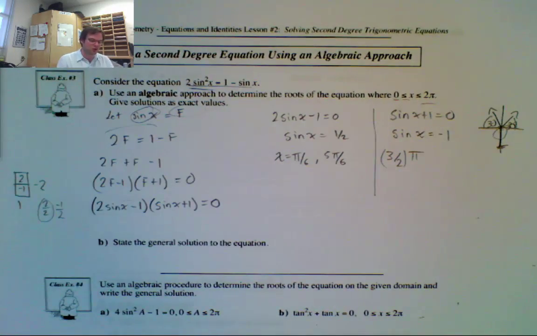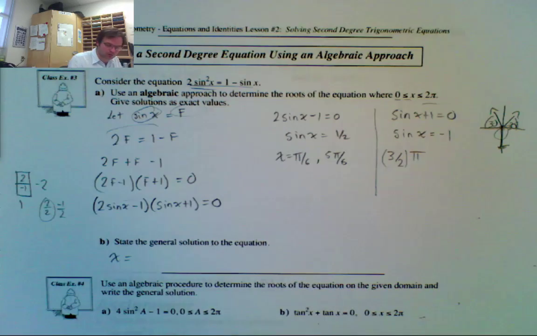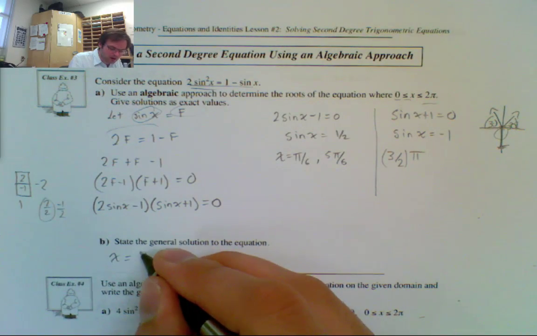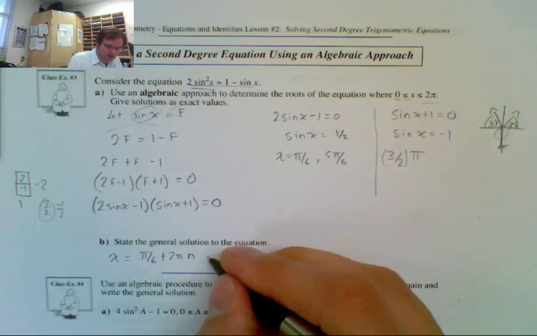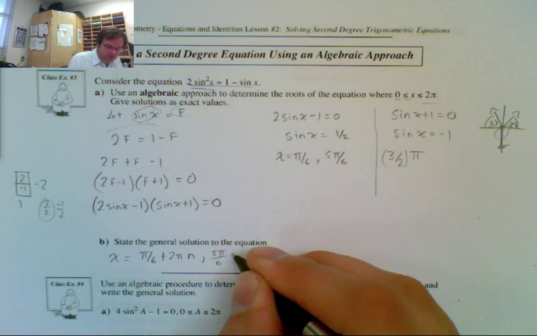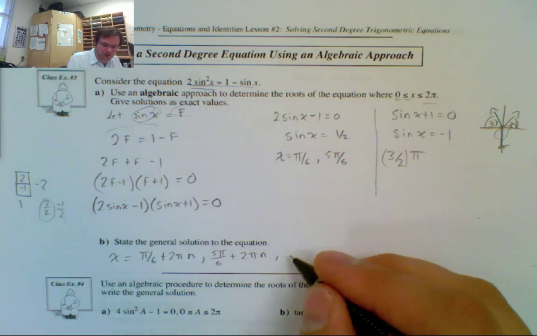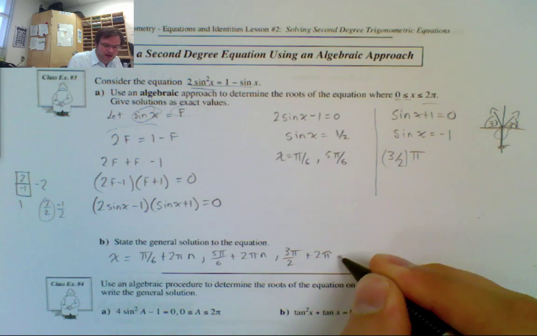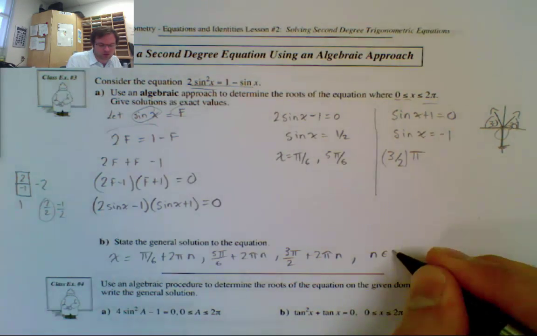So state the general solution. Well, I look at that. I'm going to have x is equal to pi over 6 plus 2 pi n, okay? Then we're going to have 5 pi over 6 plus 2 pi n. And then my last one is going to be 3 pi over 2 plus 2 pi n. And we're looking at n is an element of all integers.